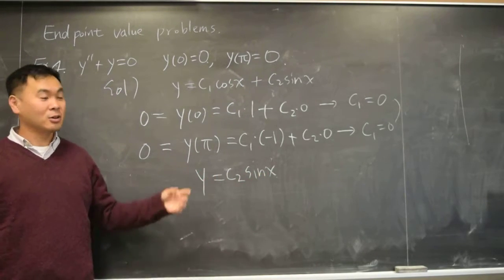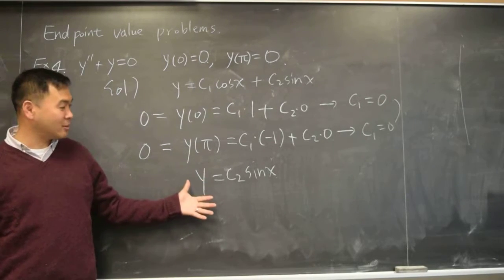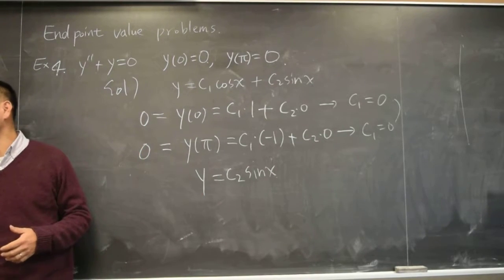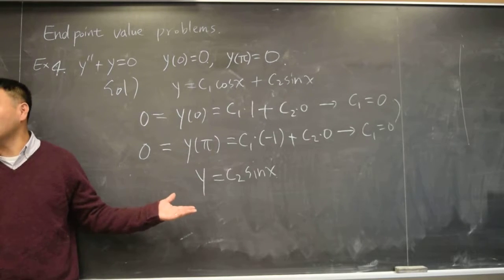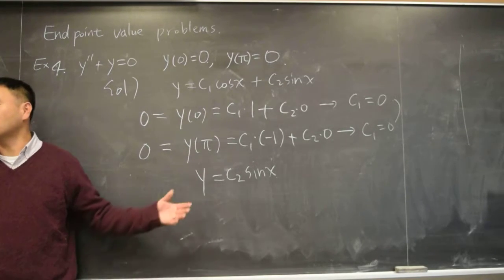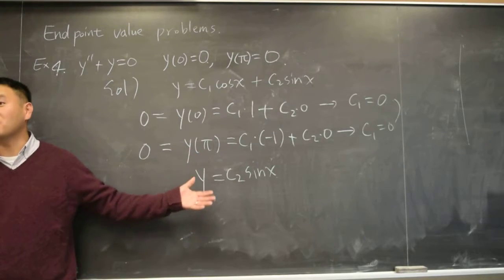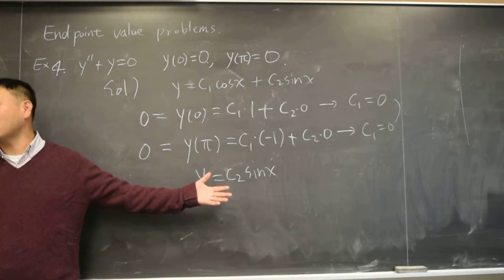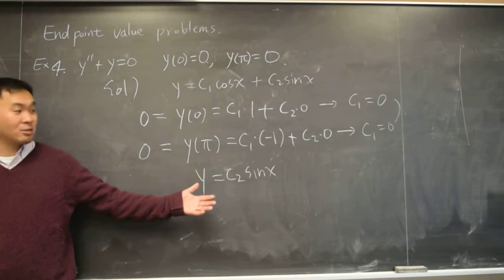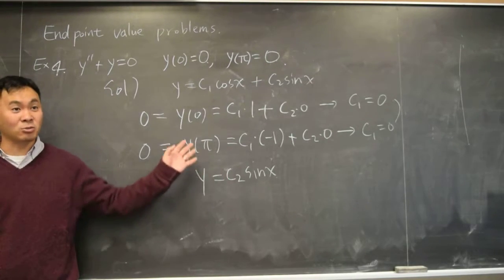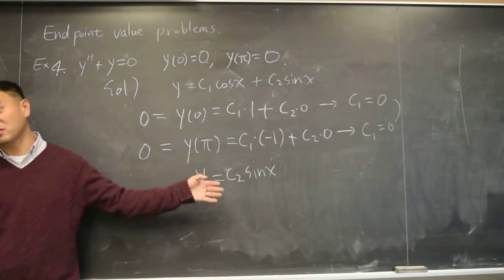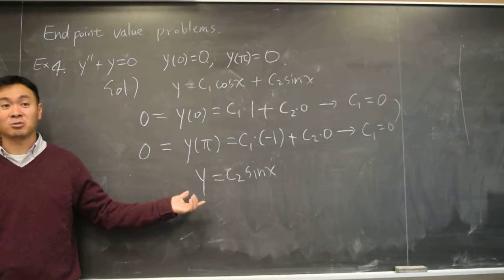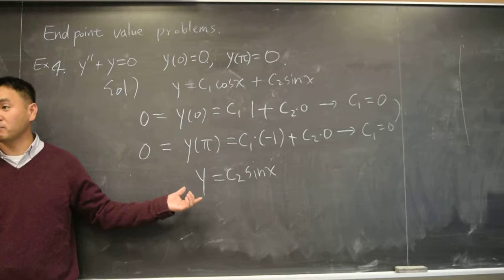Okay, so this is the solution, but what do you think is somewhat different this time from example 1 and 2? Yes. This is for all c2. It means c2 can be anything, therefore you have infinitely many solutions. Yeah, y equals sine x is one solution, y equals 2 sine x is another solution, y equals 3 sine x, y equals any number times sine x will satisfy everything, therefore you have infinitely many solutions.